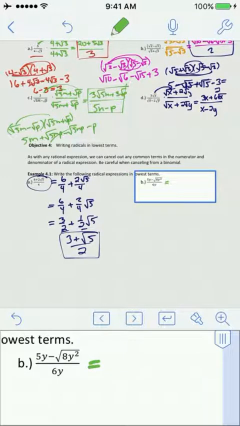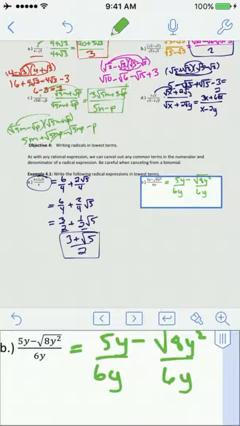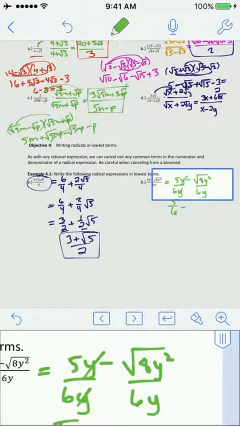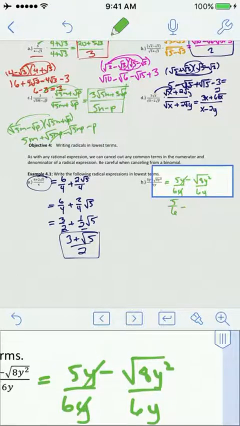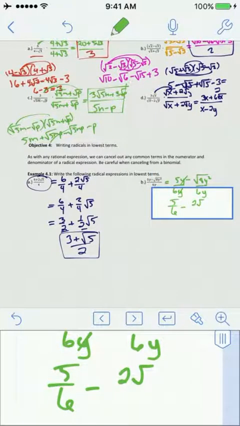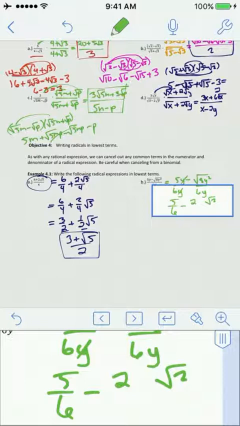I can split this up into 5y over 6y minus root 8y squared over 6y. Very easy to reduce the first one. These y's cancel. I end up with 5/6, right? In the second one, let me start by reducing that square root part. So square root of 8, again, not 2, right? That's the cubed root of 8. But we know that we can reduce that to 2 root, a 2, and then what's left is root 2, right? So I have a 4 that I can bring out. Y squared does reduce to just y.